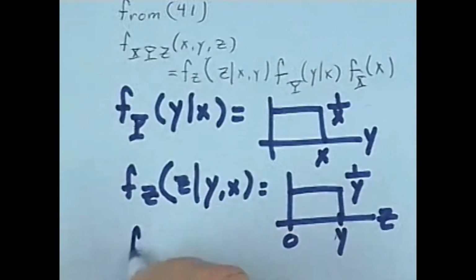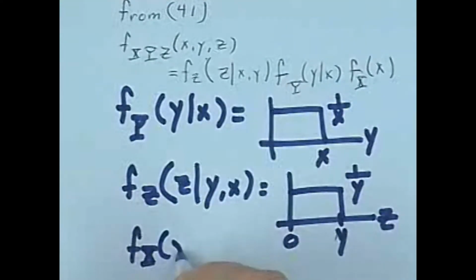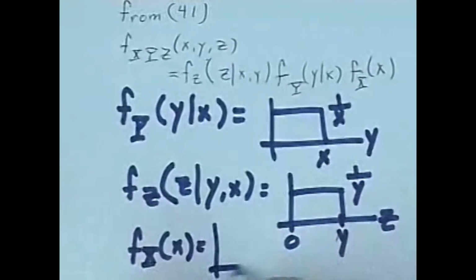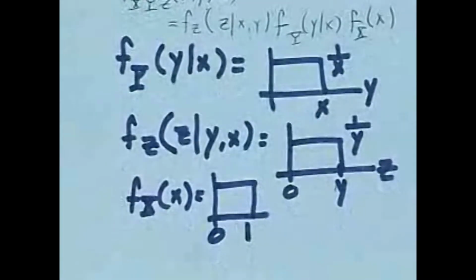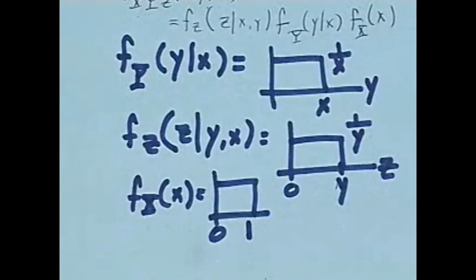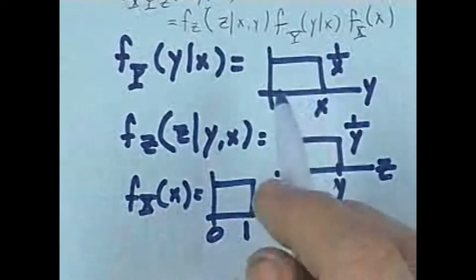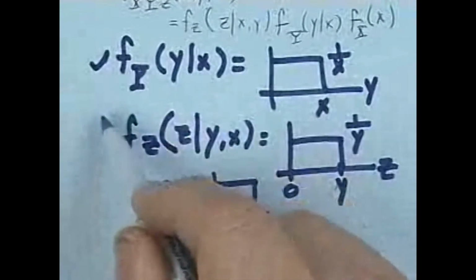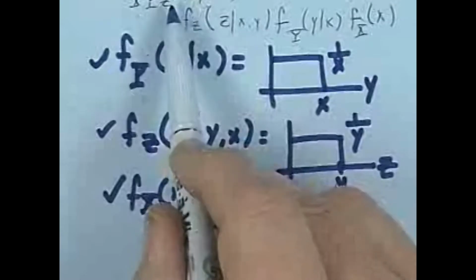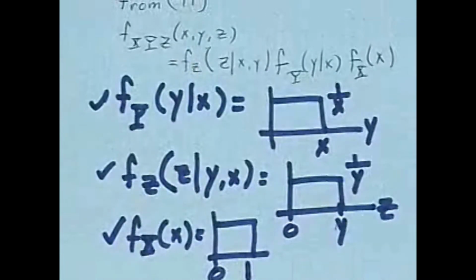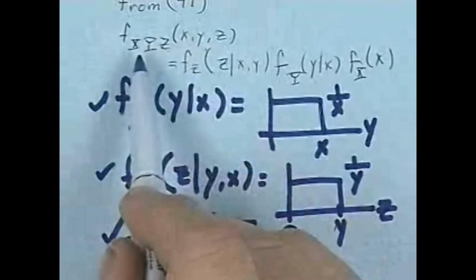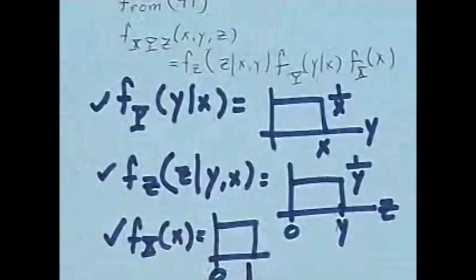Then the f sub x of x, of course, is the original random variable, which is just on the interval from 0 to 1. Hence, using these three formulas and substituting into the relationship which we have on the top here gives us the total density function for the random variables x, y, and z, the joint density function.